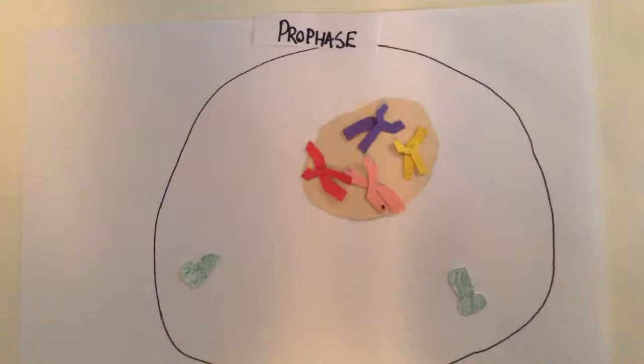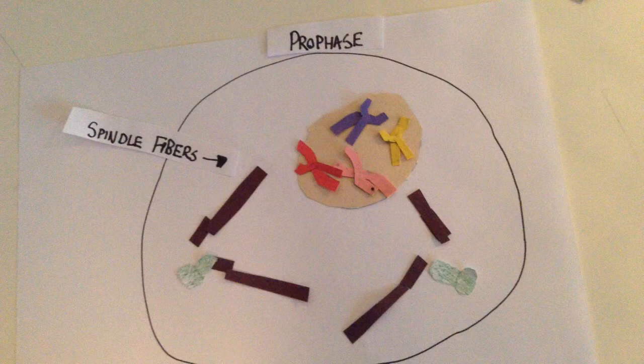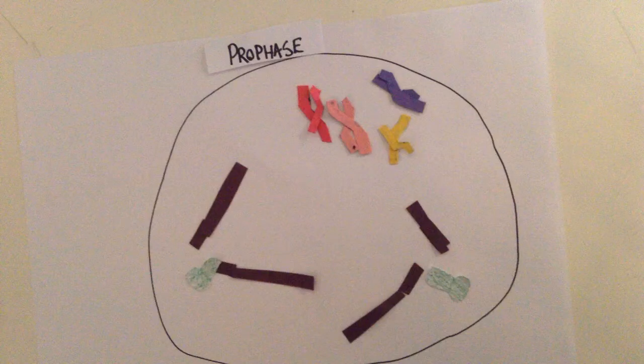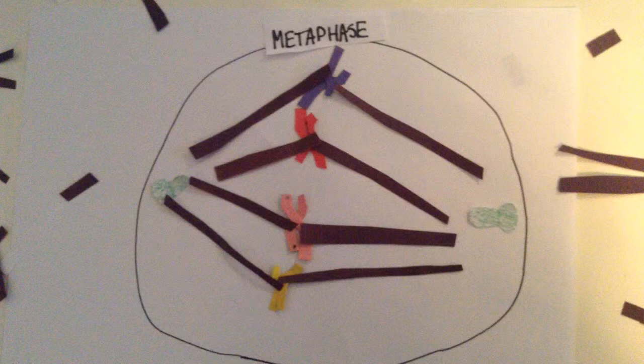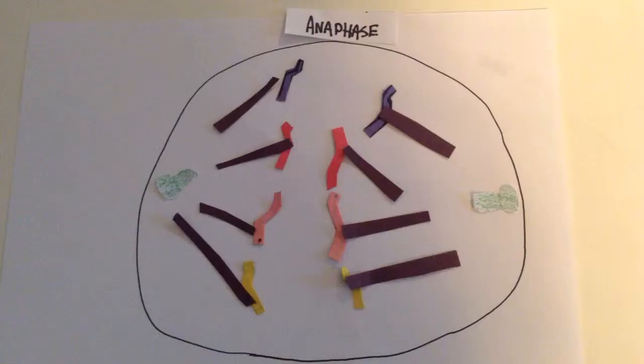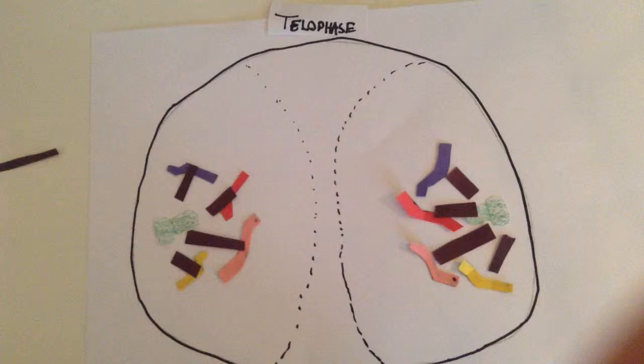The second stage of mitosis is metaphase. In metaphase, the spindle fibers attach to the centromeres, the center of each chromosome, aligning them on the cell equator. The third stage of mitosis is anaphase. Anaphase is the stage in which each of the chromosomes' sister chromatids separate and are pulled by the spindle fibers to opposite cell poles. The fourth and final stage of mitosis is telophase.